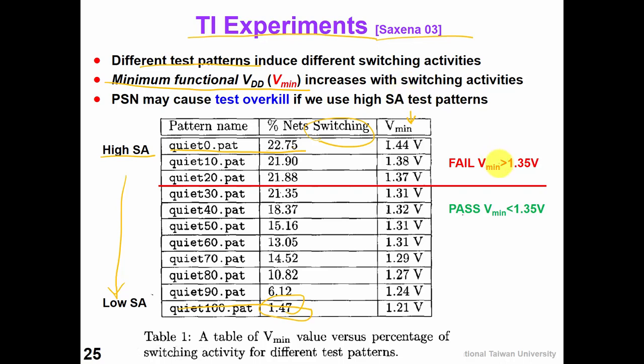So the specified Vmin is 1.35 volt. However, in testing, they found that some Vmin is much higher than the other Vmin, and it turned out it's highly correlated with the switching activity of the pattern. So if we apply a high switching activity pattern to test the circuit, it may fail the test. However, if we apply a low switching activity pattern, the circuit can pass the test. So, this experiment showed that power supply noise may cause test overkill if we use high switching activity test patterns.